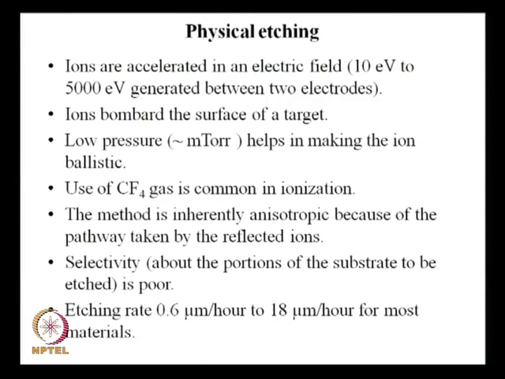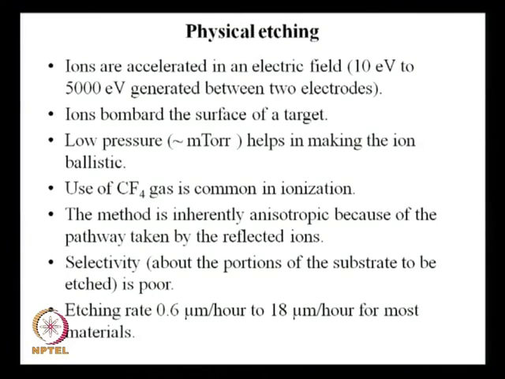So, low pressure of the order of millitorr. What is 1 torr? 1 torr is the pressure equivalent to 1 millimeter of mercury. So, this is a very small pressure, and you are talking about 1 millitorr. You maintain a low pressure inside the chamber, and this low pressure helps in making the ions ballistic.